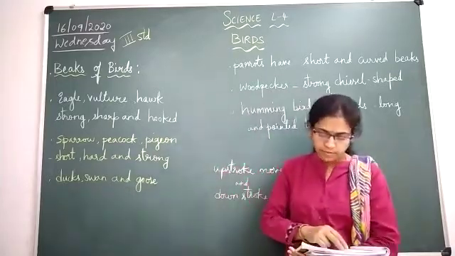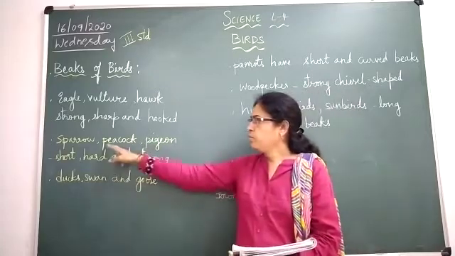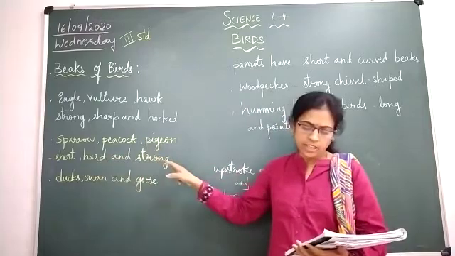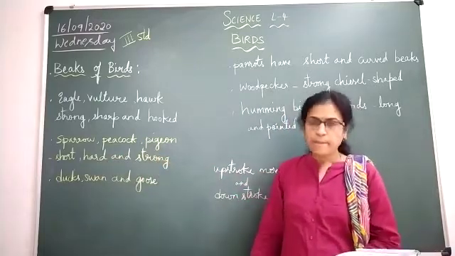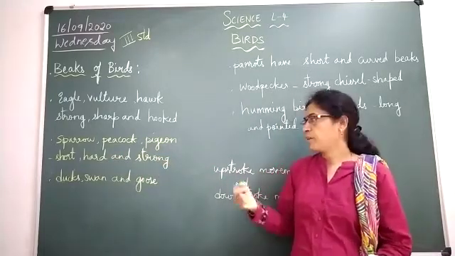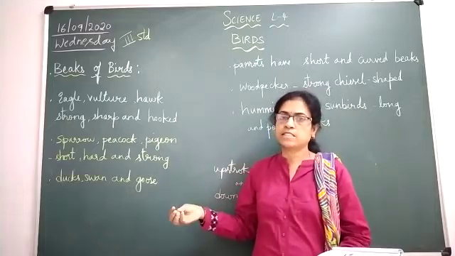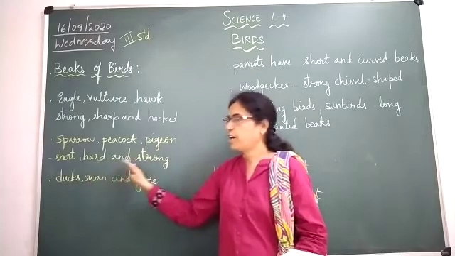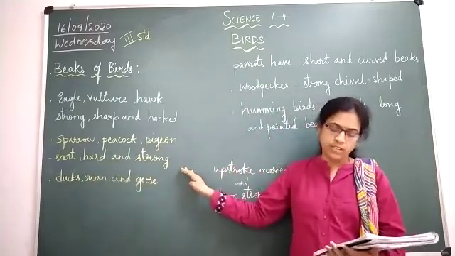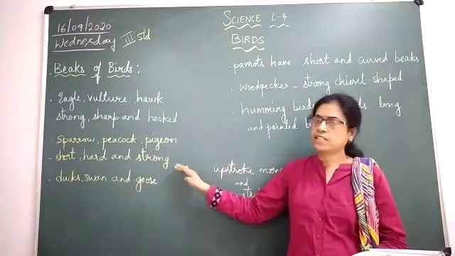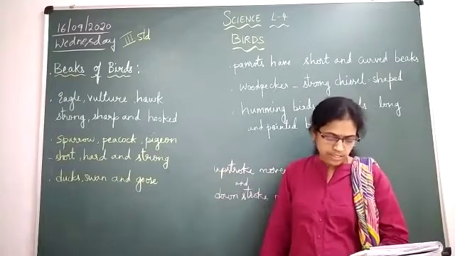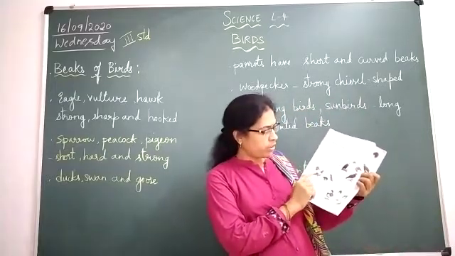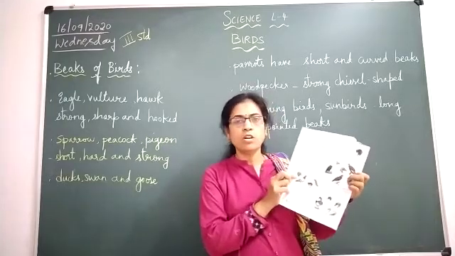The next is birds like sparrow, peacock and pigeon, which have short, hard and strong beaks that help them to pick up and crush their food. These birds eat nuts and seeds. You can see in the picture here.